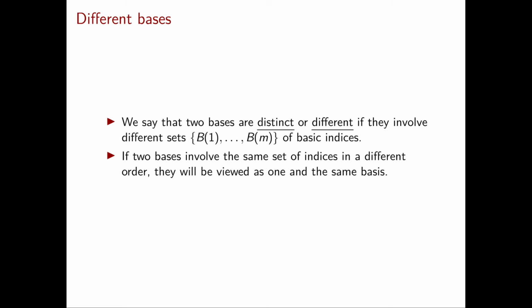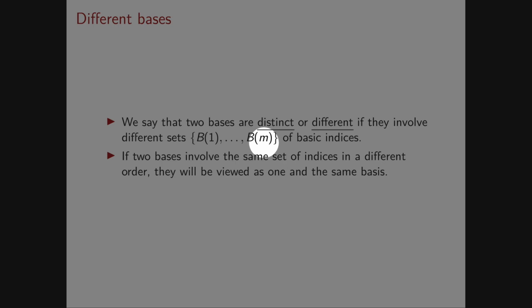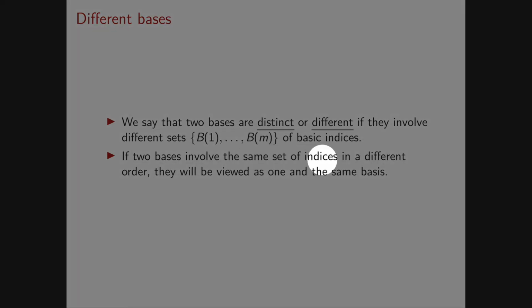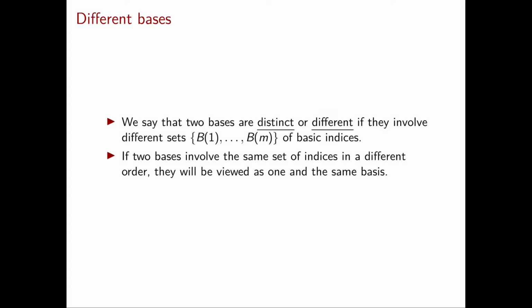So two bases are said to be distinct or different if they involve different sets of basic indices. In particular, what I want to say with this definition is that if two bases involve the same set of indices just in a different order, we will consider them always as the same basis. So let's immediately see an example to understand this, which is a little bit confusing.